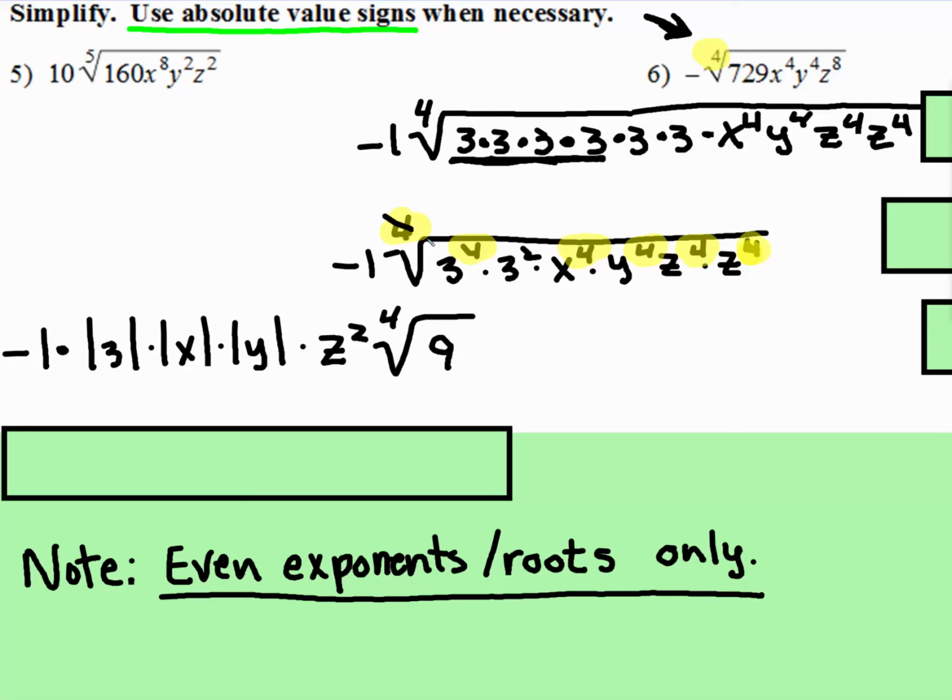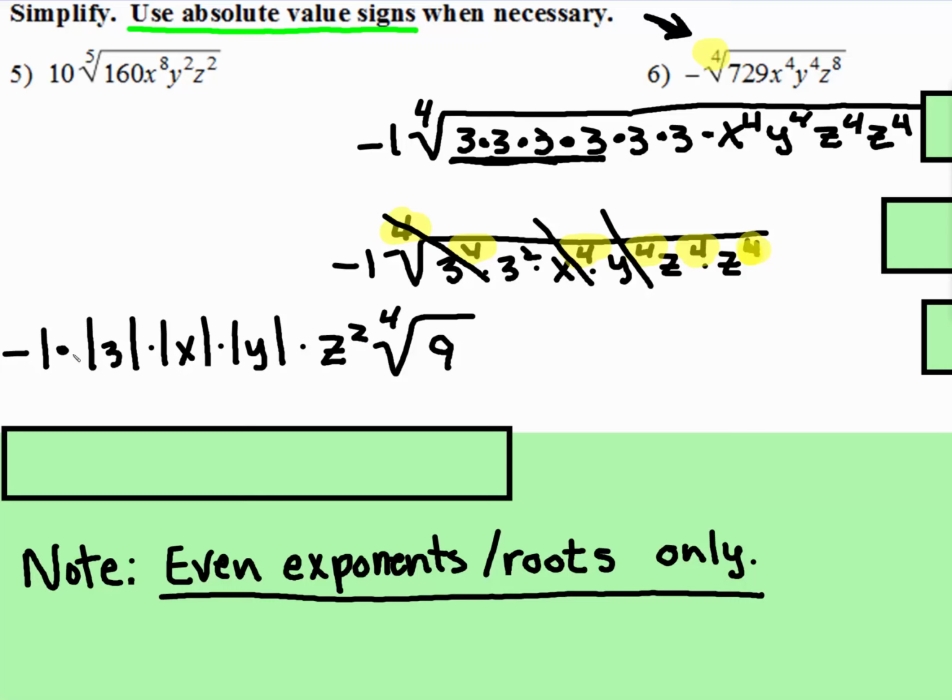So let's go ahead and take a look at what we did. A 3 comes out with the absolute value sign, an x comes out, a y comes out, and a z comes out, but z times z is z squared, so we don't have to worry about the absolute value sign.